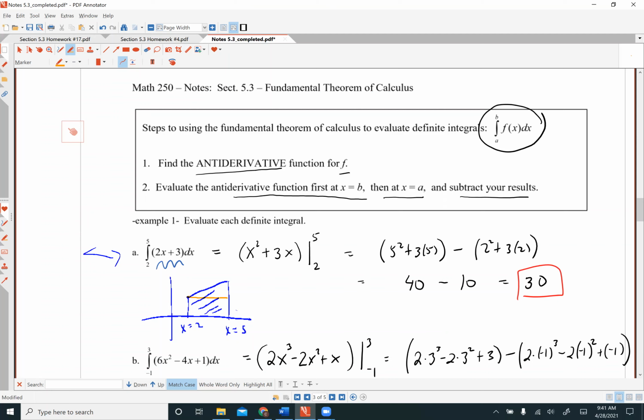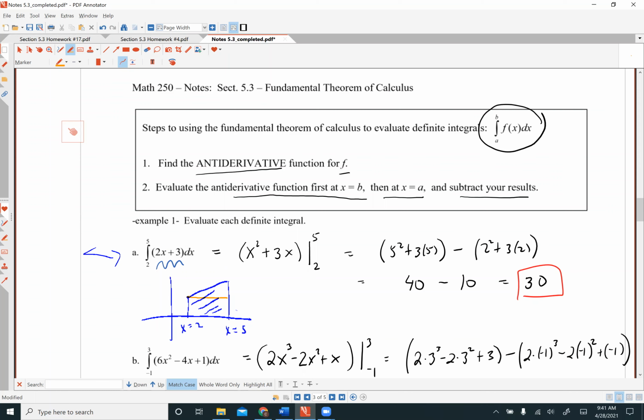So let's say it's not a line. Let's say it's like x to the fourth, or sine of x or something like that. It's not going to be easy to do. We can estimate with rectangles where the width becomes more refined, and then get a good estimate that way, and find the limit as the width goes to 0. But instead we have this fundamental theorem of calculus.